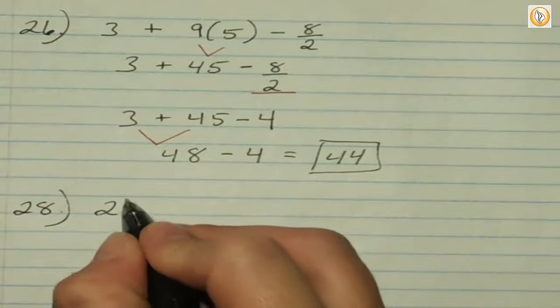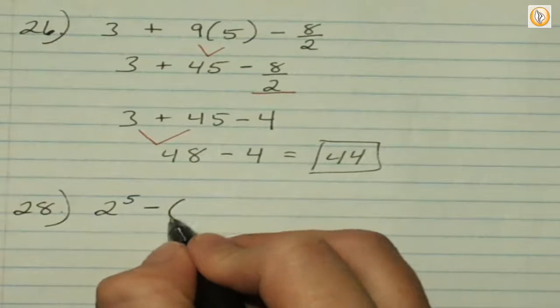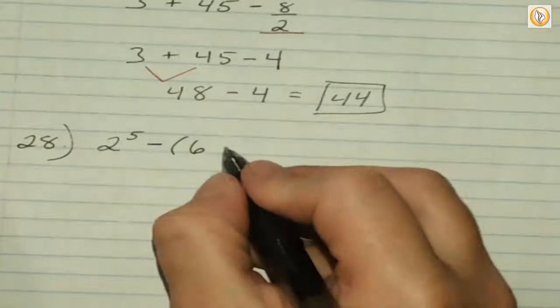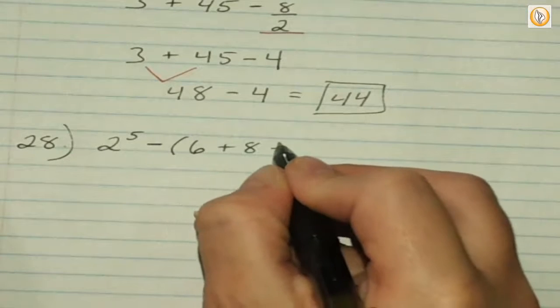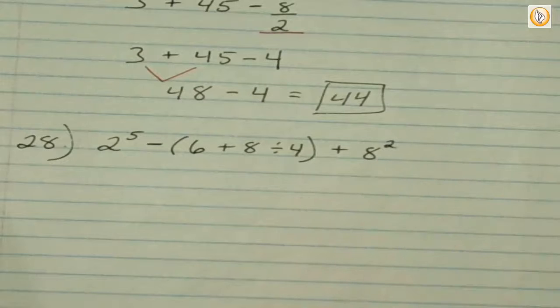Who wants to tackle? Oh, Tanner. Tanner, are you sure? All right. 2 to the 5th power minus 6 plus 8 divided by 4 plus 8 squared. Can we go ahead and do it if we understand it? Go ahead. See if you get the same answer.